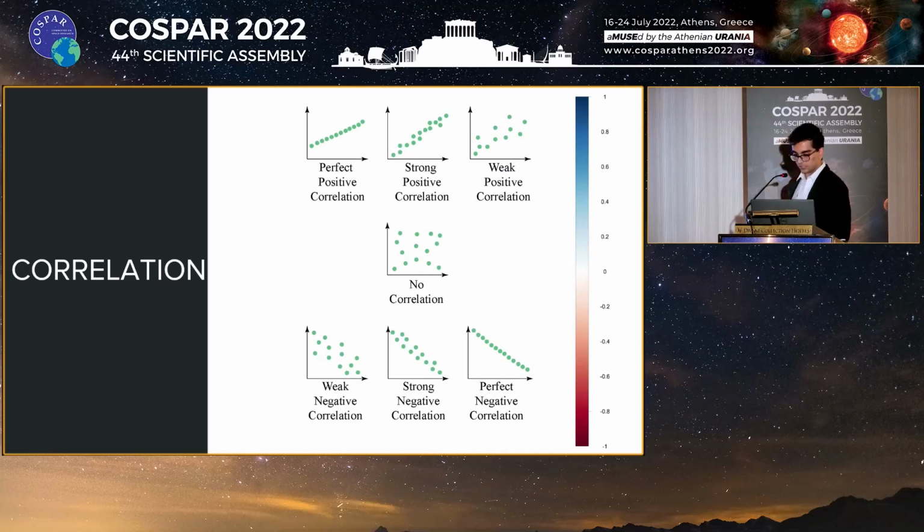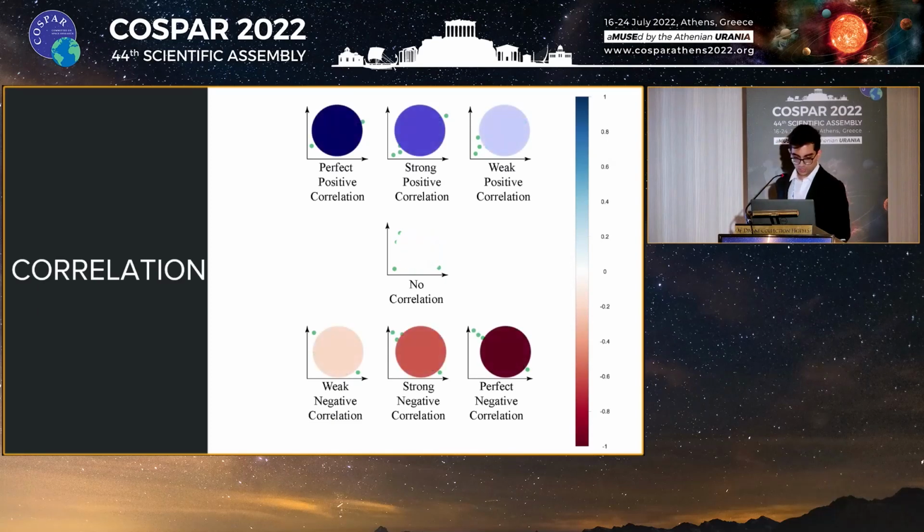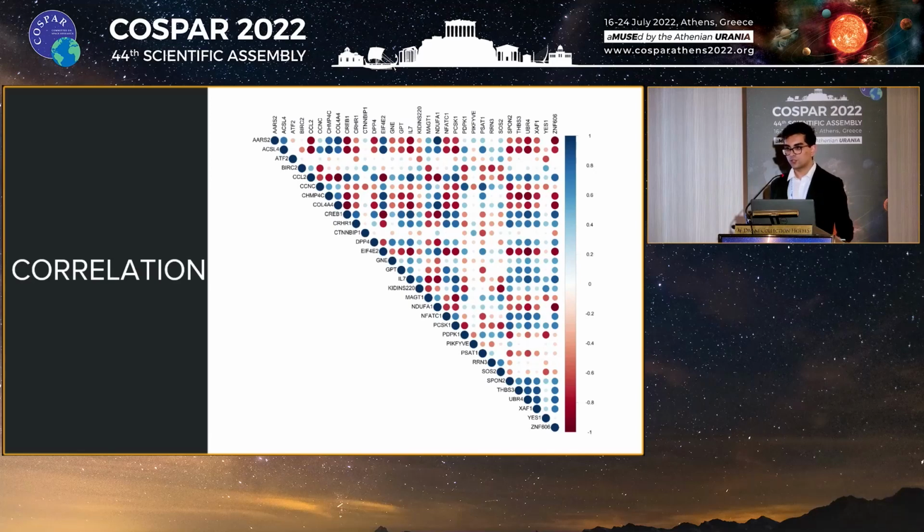Another important thing to stress is that correlation is expressed on this color scale, where dark blue is a heavy positive correlation, dark red is a heavy negative correlation, and white is no correlation. So these graphs would turn into these dots. All right, and a correlation matrix looks something like this, where you have a list of genes on the x-axis plotted against itself on the y-axis.